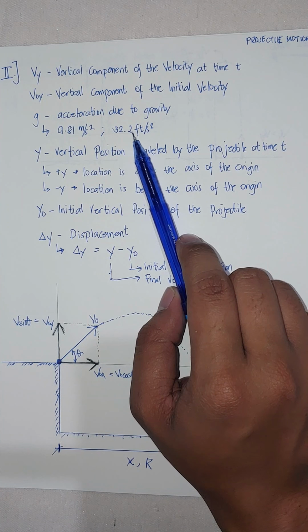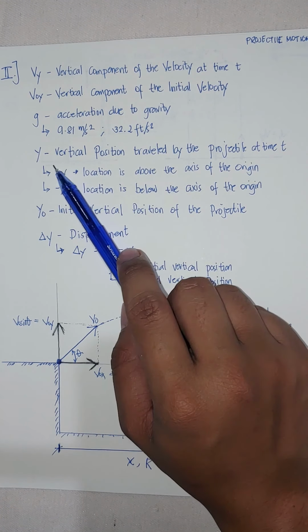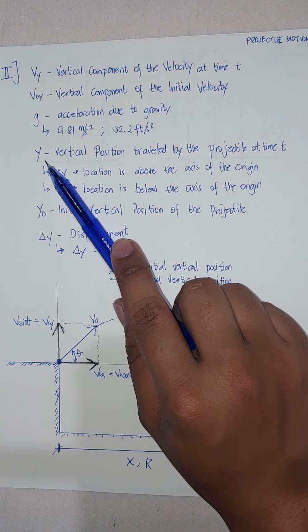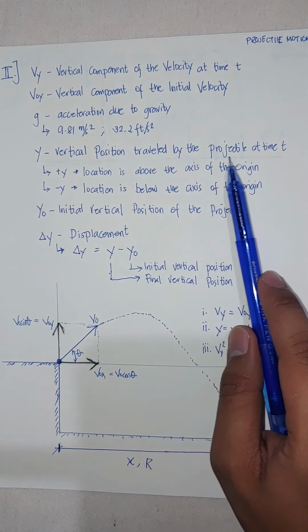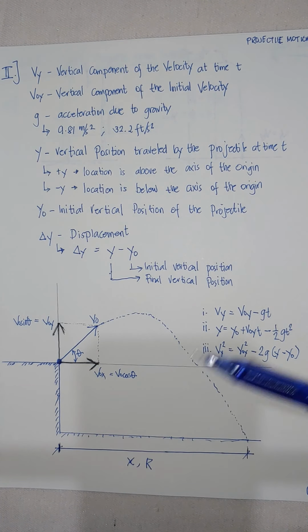For the English or the imperial units, we have 32.2 feet per second squared. And then y in the vertical equations for projectile motion denotes the vertical position traveled by the projectile at time t. Okay, so y denotes its position.